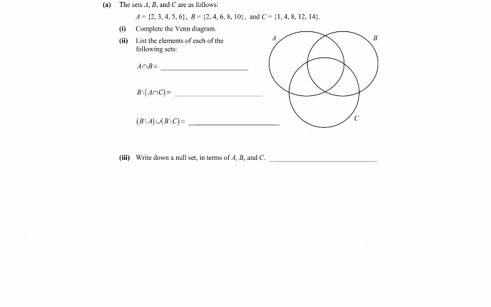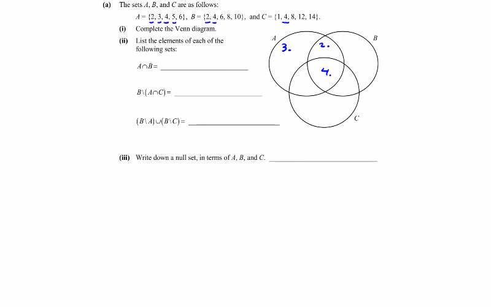So another 3 sets question. Complete the Venn diagram and list the elements. So A has 2, so does B. C doesn't, so A and B has 2. A has 3, only A has 3. A has 4, so does B, and so does C, so 4.